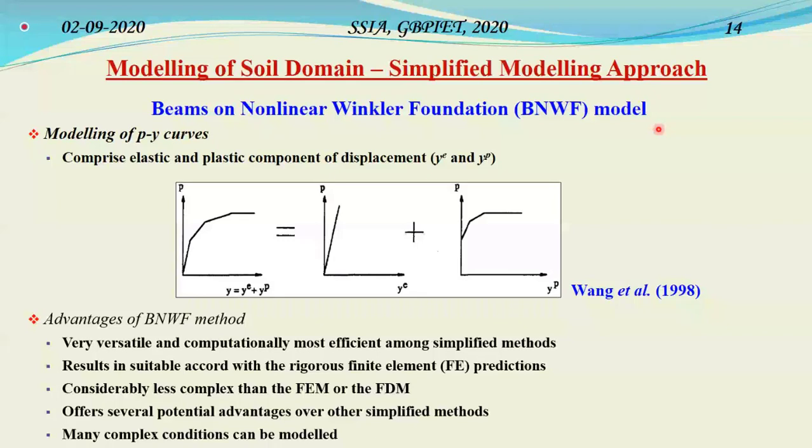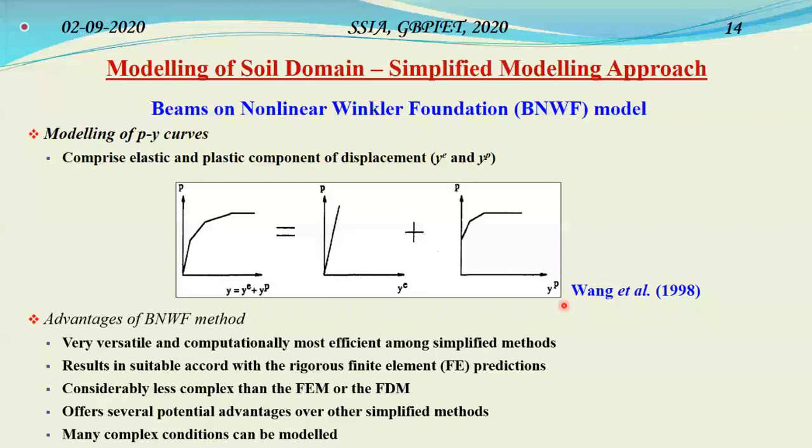This particular BNWF model has several advantages over other simplified methods, as we could realize from the previous 4 or 5 presentation slides, and many complex conditions can be modeled. Having said all these advantages, we should always remember that finally it is a lumped parameter model. The inherent deficiency of a lumped parameter model, that the mass, stiffness, deformation, or any other response are lumped at particular nodes in the system, will always be prevalent in such models.